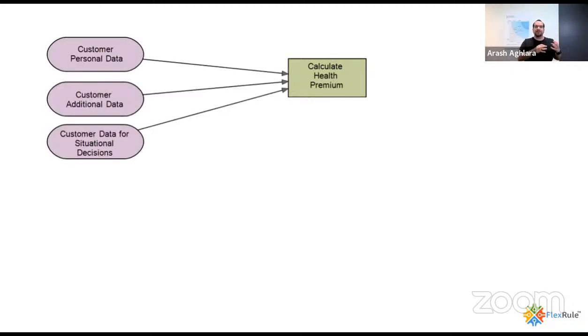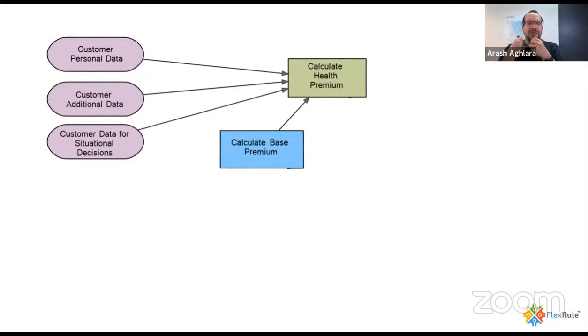First things first, we need some information to make this decision. We can define the fields of information in detail later, but at a very high level, this decision requires customer data, additional data about the customer, such as residency status, income, coverage type, et cetera, and some other information related to situational decisions, like, for example, COVID vaccination or workplace or residency status, and so on and so forth. So you can see this diagram very clearly shows the data and information requirements for this particular calculation of the health premium for an individual. We go to the next step.